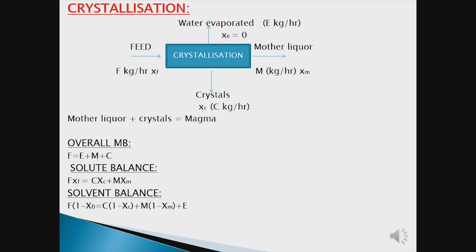Now talking about the overall material balance, we can write it as F equal to E plus M plus C. E is the amount of water evaporated, M is the amount of mother liquor, and C is the amount of crystals. Next, coming to the solute balance, we can say F xf is equal to C xc plus M xm. Coming to the solvent balance, we know that the relation between solute and solvent is 1 minus x. So the solvent balance is F into 1 minus xf is equal to C into 1 minus xc plus M into 1 minus xm plus E. Since the water is being evaporated, we can see that xc is equal to 0.